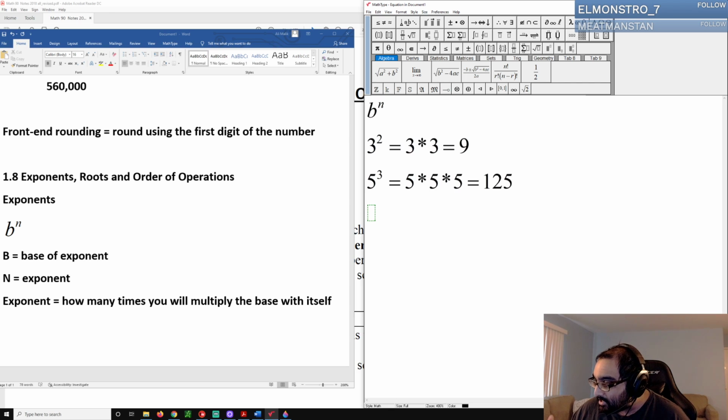Let's try another one, though. I think another one's in order. Let's try 2 to the fourth power. So first of all, how would I write out 2 to the fourth power?